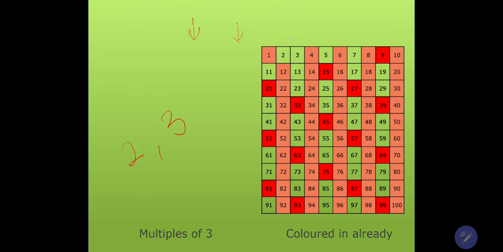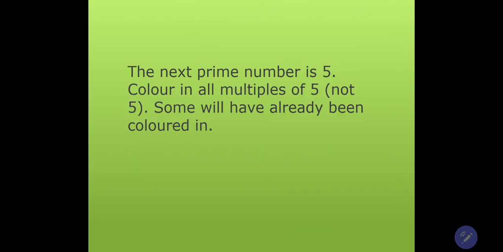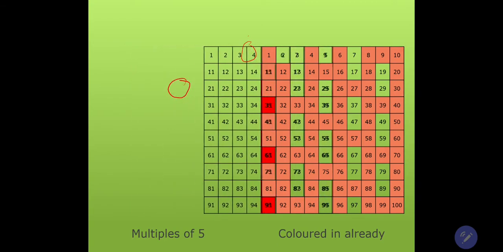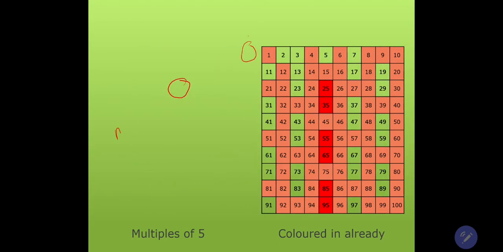Moving on, we already finished 2 and 3. Now 4 we have to skip. Next is 5. The next prime number is 5, so color in all multiples of 5 except for 5. Now there are our multiples of 5. Again, the pink ones are already shaded and the red ones are not shaded yet, so you combine them all together. Now you have looked for multiples of 2, 3 and 5.